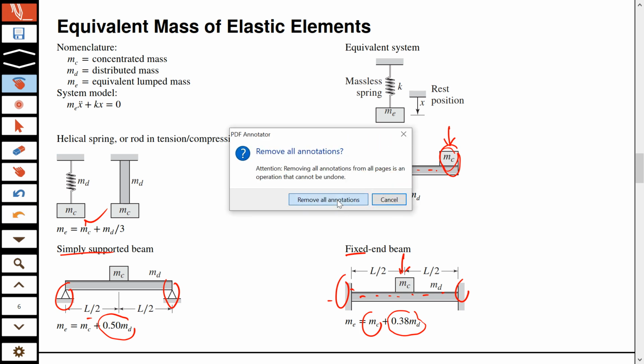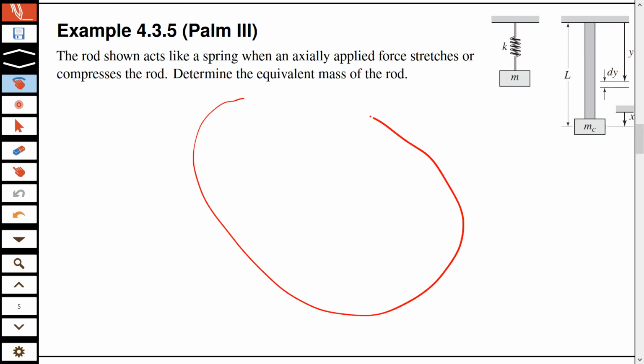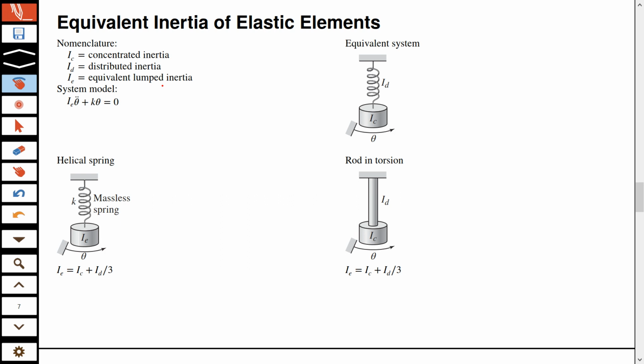So you are now expected to use this table. You will not be expected to carry out this integration. Okay, this was only to make the concept clear. So you remember, even in the case of springs, ideal springs, we did not expect any integration. So we can have a similar table for the rotational systems. So IC is the concentrated inertia, ID is the distributed inertia, IE is the equivalent lumped inertia.